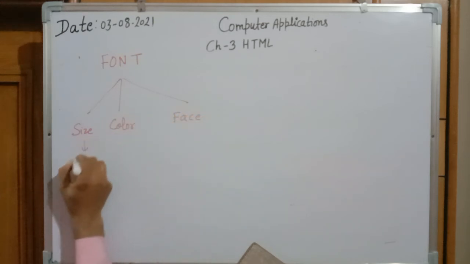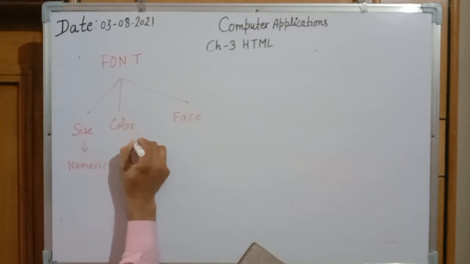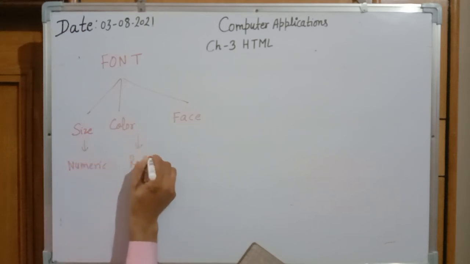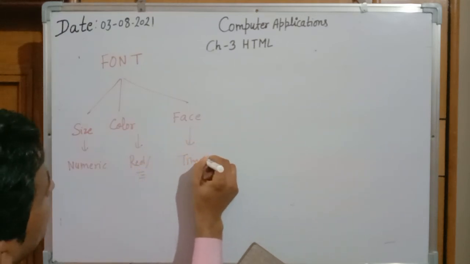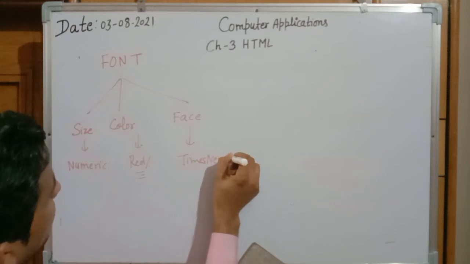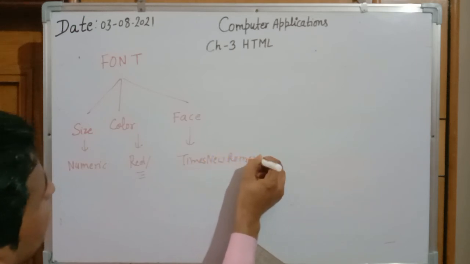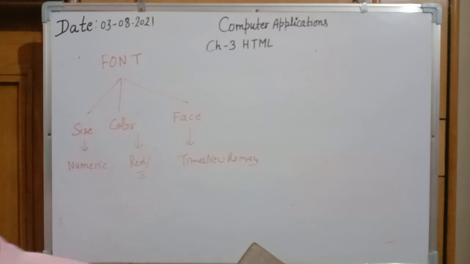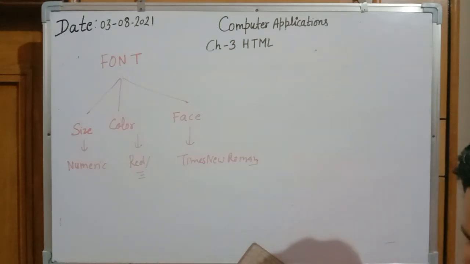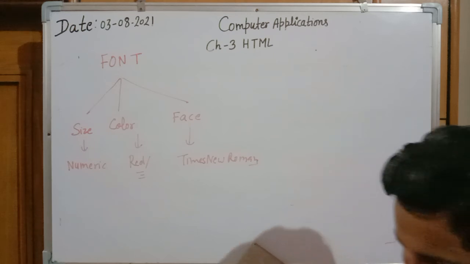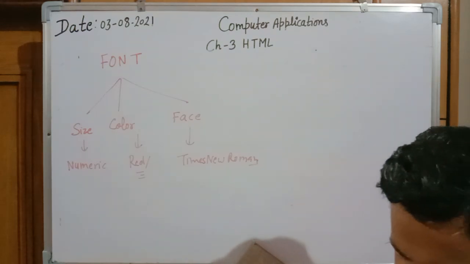In size we will give the value in numeric form. In color we will give the value like typing red, green, blue, whatever you want to give. In face we will use the type like Times New Roman or any font face. So what is the color code? This attribute is used for changing the color of text. Size is used to increase or decrease the size of text. And face is used to change the font style of text.